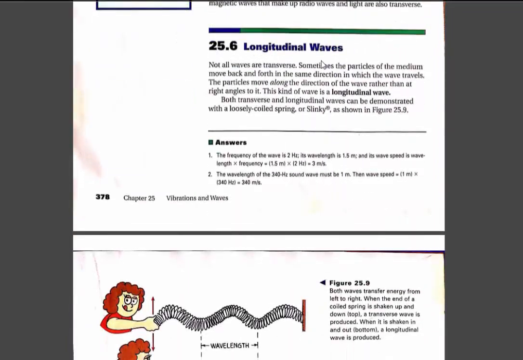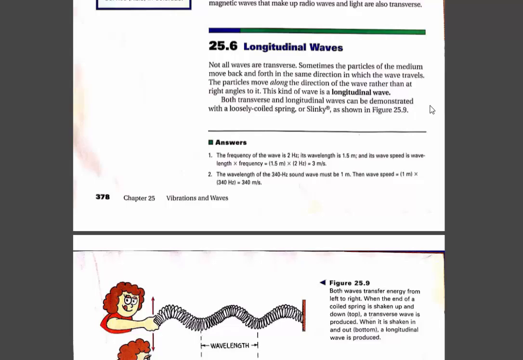25.6, longitudinal waves. Not all waves are transverse. Sometimes the particles of the medium move back and forth in the same direction in which the wave travels. The particles move along the direction of the wave rather than at right angles to it. This kind of wave is a longitudinal wave.